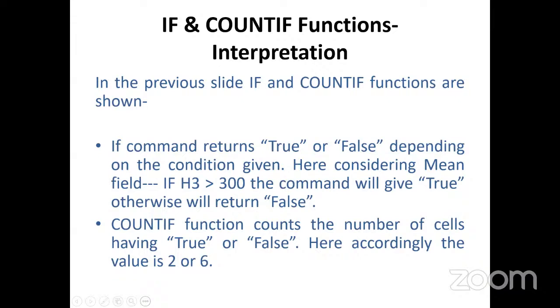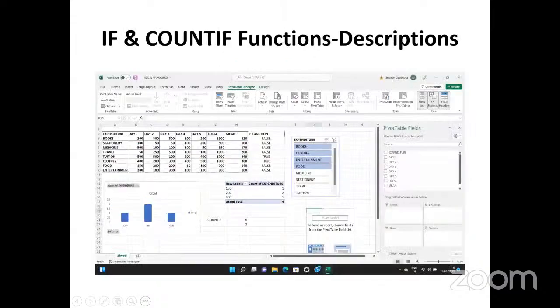It will return as true. Otherwise, it will return false. So going back to the previous slide, see, this is H column, and this is row number 3. So here we come here. What was the condition? That if H3 is greater than 300, then it will return true. Otherwise, it will return false.